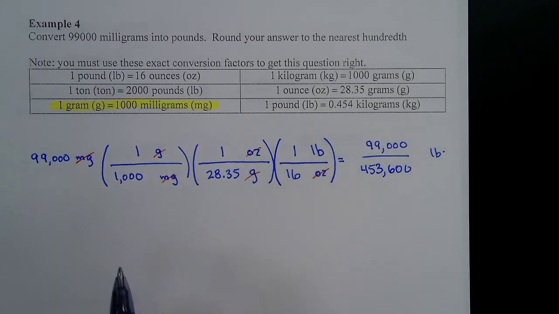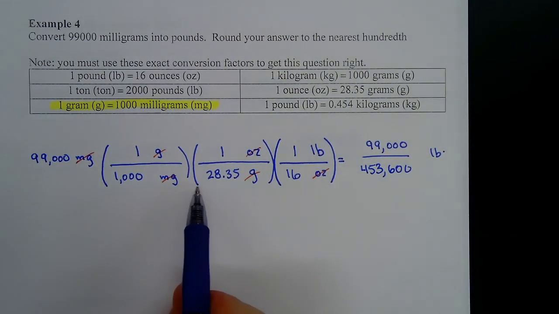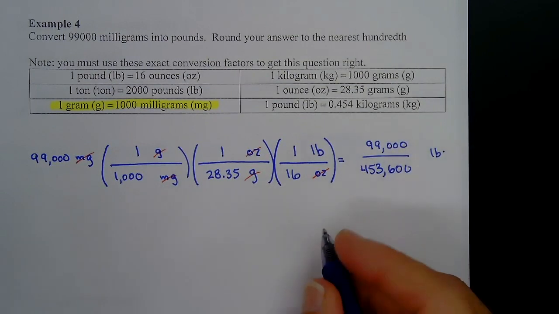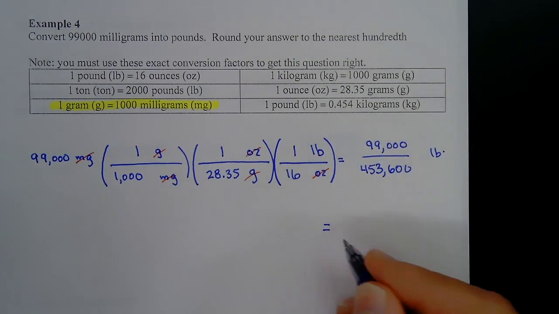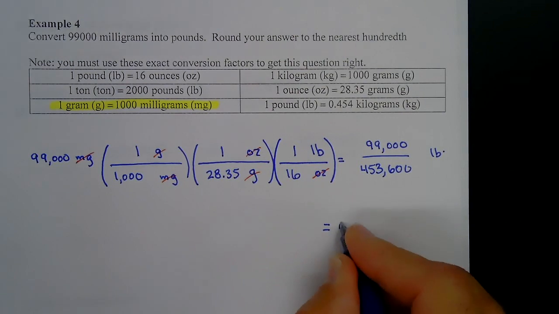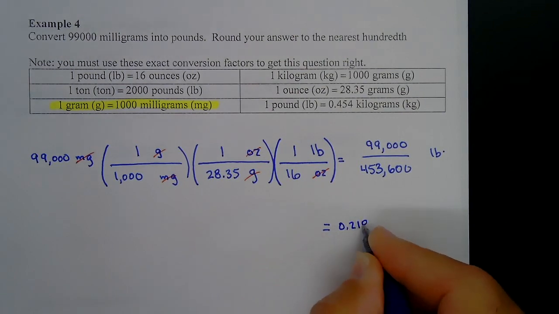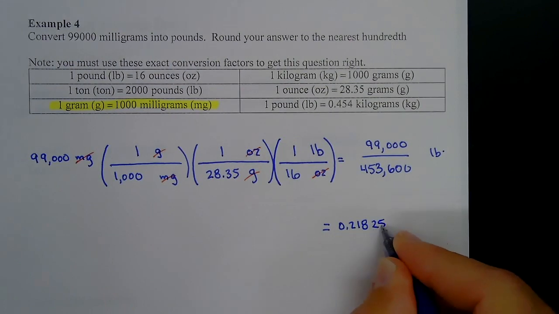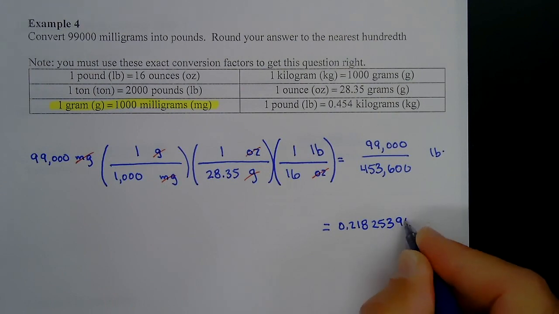Let me just make sure I did the math right. So 1,000 times 28.35 times 16. Yeah, it's that. And then I'm going to want to divide this. So 99,000 divided by 453,600, and you get 0.218 253 9683.